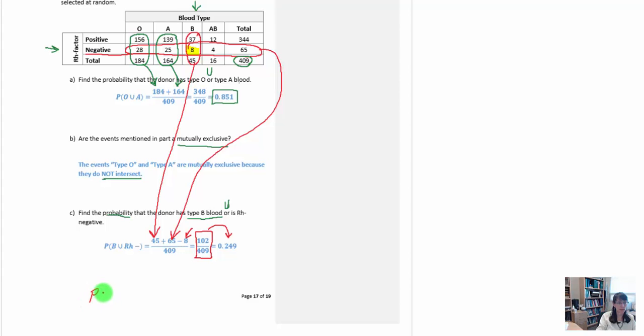So don't forget that the probability of these two events was the probability of each event added to the other. Then we had to subtract the intersection of these events.